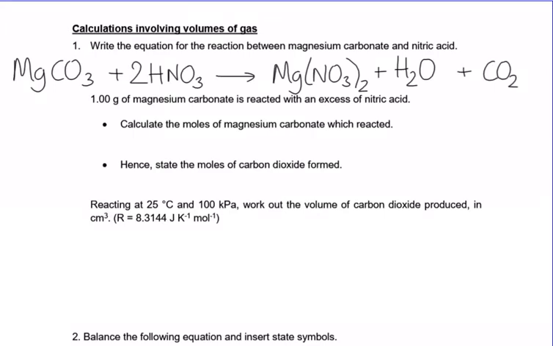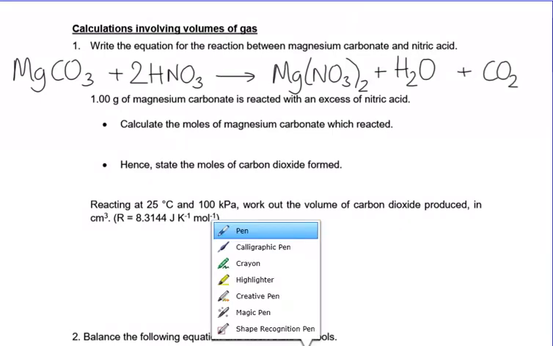So there we go. Acid plus carbonate makes salt plus water plus carbon dioxide. The salts of nitric acid are called nitrates. The nitrate ion is a 1- ion, so the magnesium ion is 2+. We're going to need 2 nitrates for every magnesium, and I've balanced my equation.